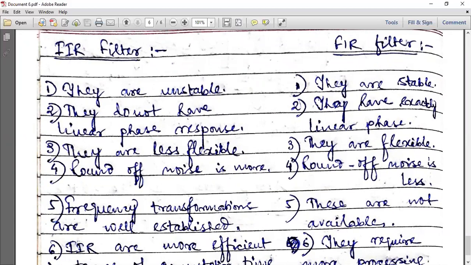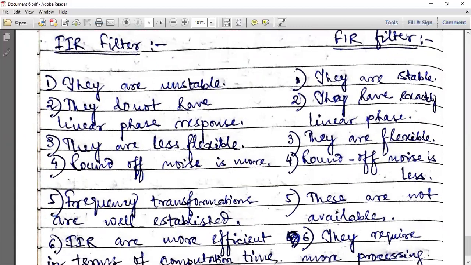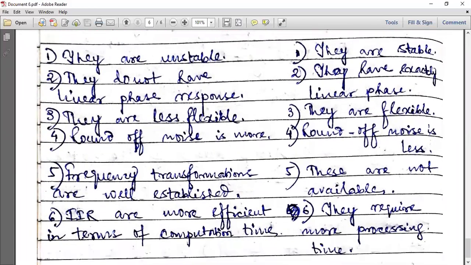Frequency transformations are well established for IIR filters. These are not available for FIR filters. IIR filters are more efficient in terms of computation time. FIR filters require more processing time. There are many more differences here. Analog filters can be easily transformed into IIR filters. In the case of FIR filters, analog filters cannot be transformed directly, but they can be directly transformed to IIR filters.